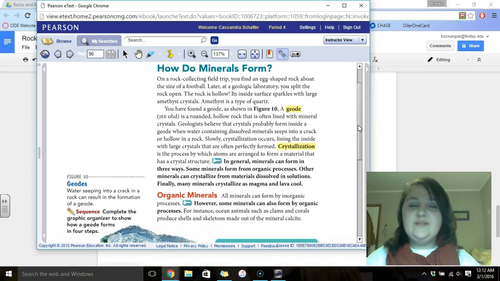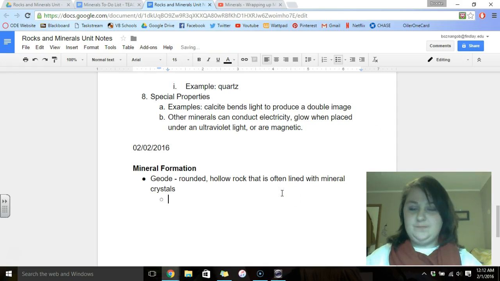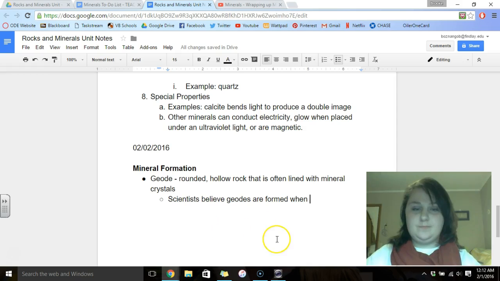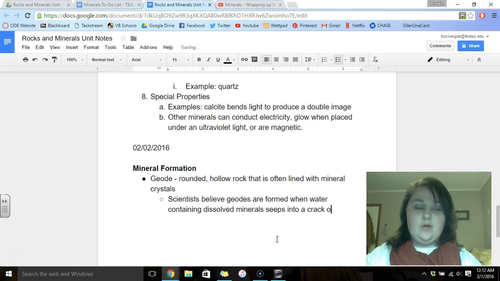So it's believed that these crystals are formed when water containing dissolved minerals seeps into a crack. So let's add that too. Scientists believe geodes are formed when water containing dissolved minerals seeps into a crack or hollow of a rock.